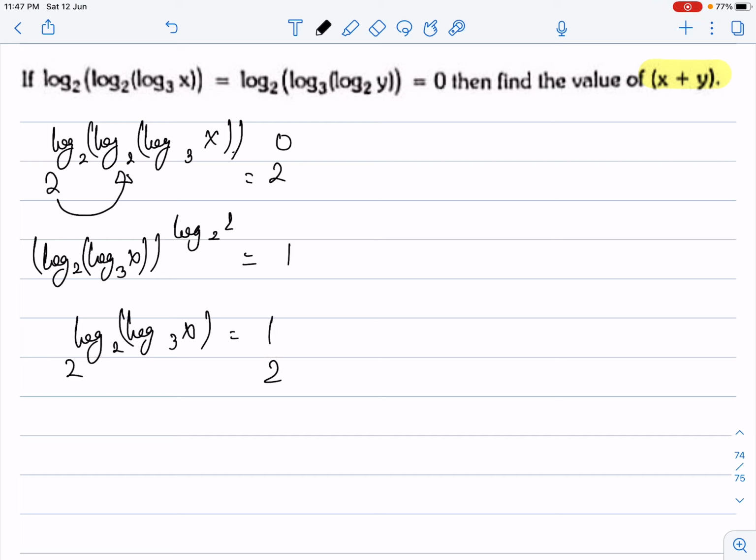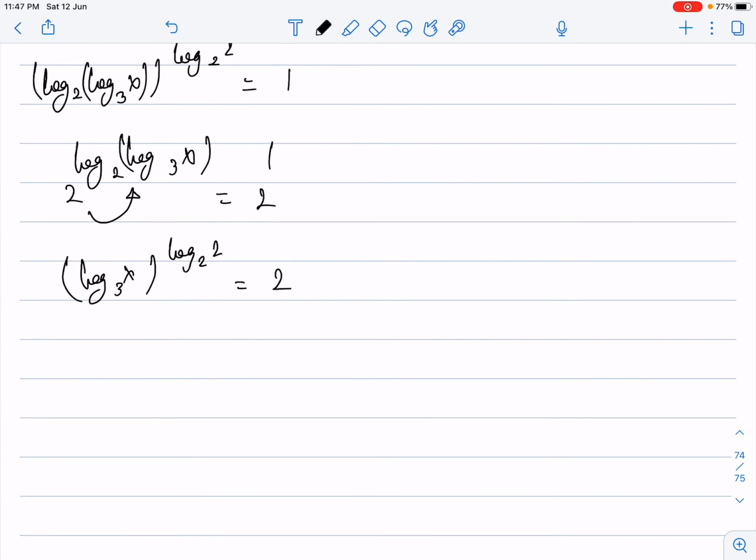Now let's write both the sides on the power of 2. So just send 2 up and bring log of x base 3 down. So log of 2 base 2 will become 1 over here. This is 2, we know.